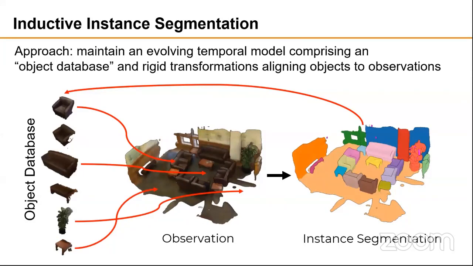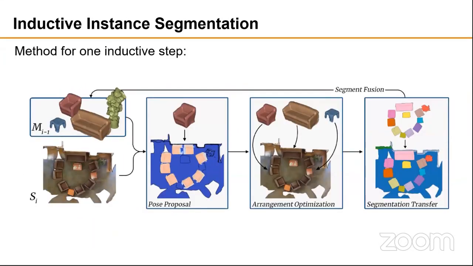For each new observation, our method makes a high recall set of object proposals by aligning objects to the newly observed point cloud. It then searches for the arrangement of objects that optimizes an objective function with terms that favor good matches of objects and point clouds, along with penalties for object intersections and large object motions. After an object arrangement has been inferred, semantic instance labels are transferred from the objects to the observation, and points from the observation are then used to augment the objects.